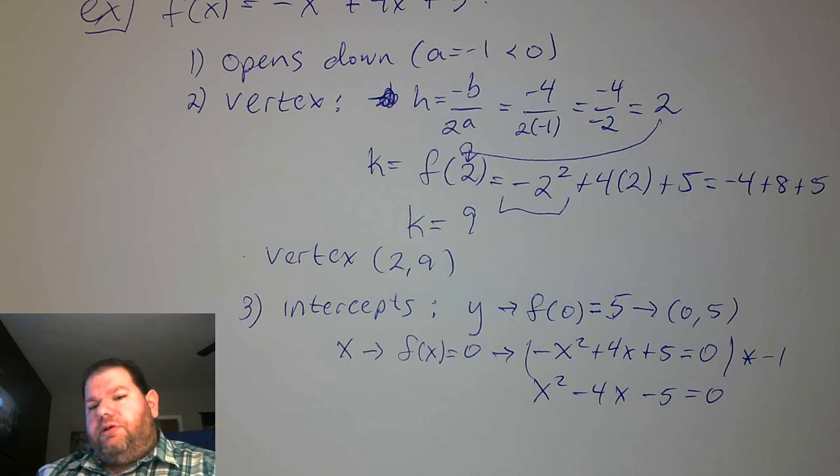Not so much, no. I mean, it's useful, but it turns out when you get to calculus, there's easier ways of managing that. So, x minus 5 and x plus 1, that's correct.